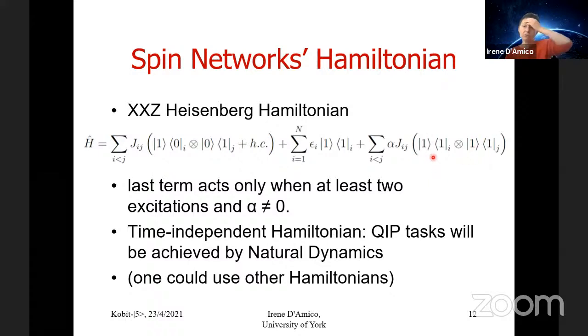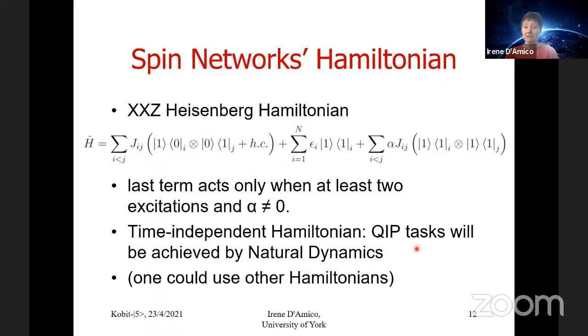As I remind you, we consider state 1 as an excitation where we start our system with initial condition with all spin down, so all our state set to 0. Initial state is 0, 0, 0, 0, 0. This last term, of course, acts only when I have at least 2 excitations in the system, and even in that case when alpha is different from 0. As you can notice, this is a time-independent Hamiltonian.